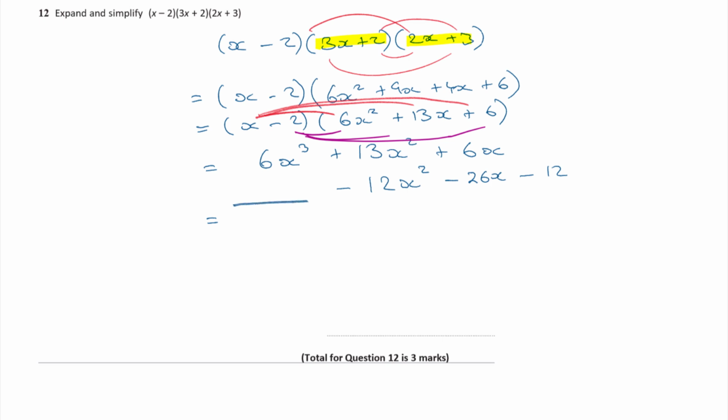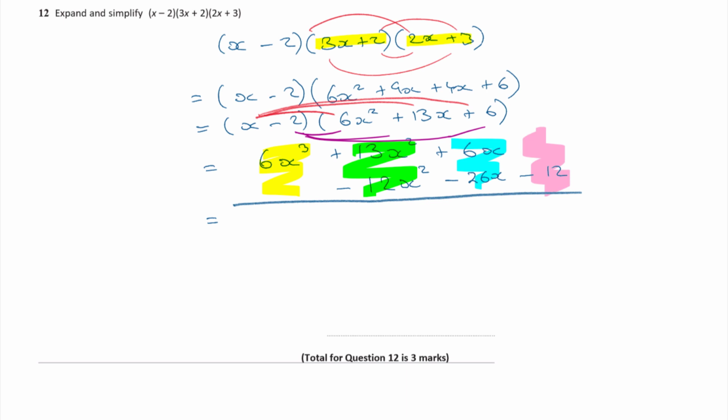Because you can see, I can then just add up these columns. I add up that column, that column, that column, and that column. Because I rank them according to their type, it makes it very easy to collect them together at the end. So there's 6x cubed. I've got 13x squared minus 12x squared, that's plus x squared. I've got 6x minus 26x, so that's minus 20x. And I've got minus 12. So just a bit of a top tip about how to organize your maths. Hopefully that was helpful. We're done, let's move on.